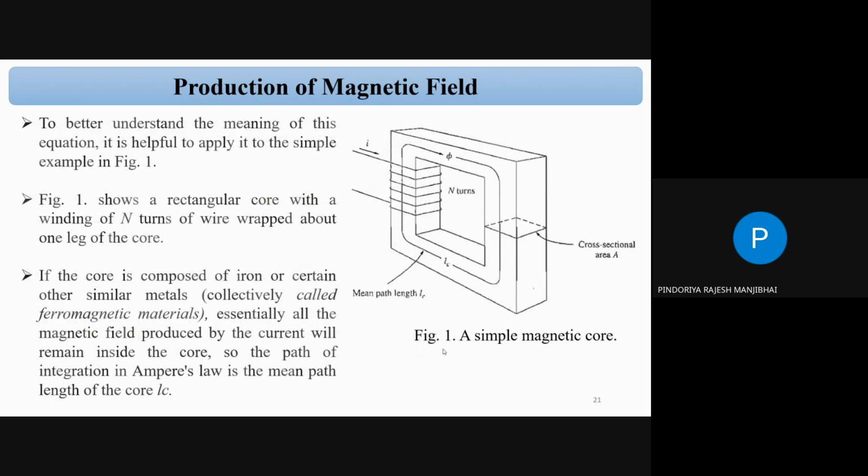Now we can consider the simple magnetic core. So you can see this is the magnetic core, correct? And this is the winding.